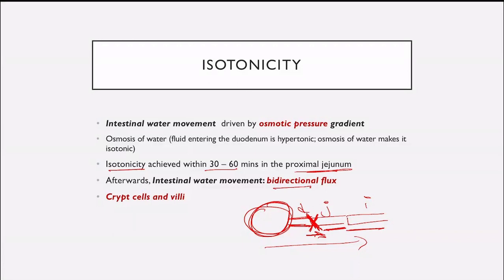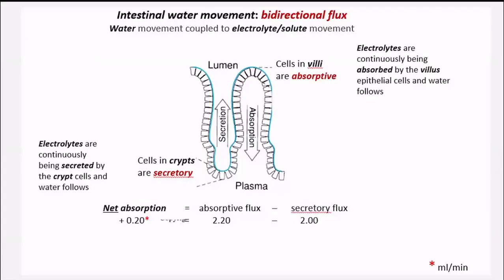What is bidirectional flux? This is when you have water movement in two directions. You have it into the lumen, and then you have it into the plasma. If we look into the microstructure of the small intestine, you have a brush border, which consists of these elevations called villi. So these are the villi. And then you have these depressions called the crypts.